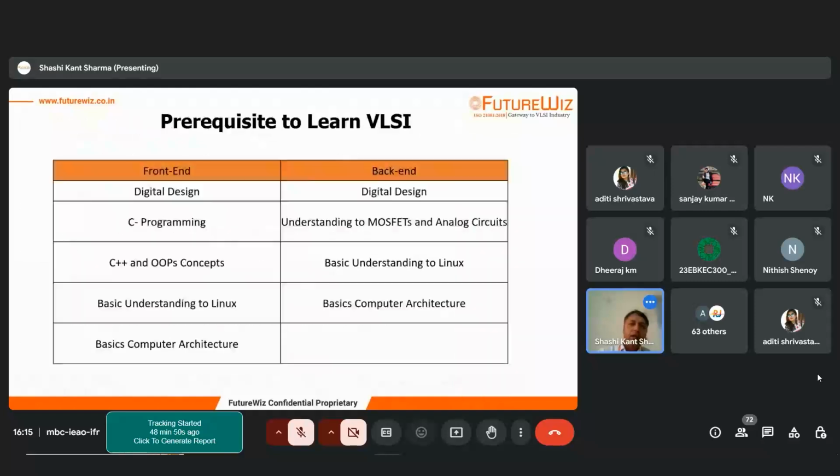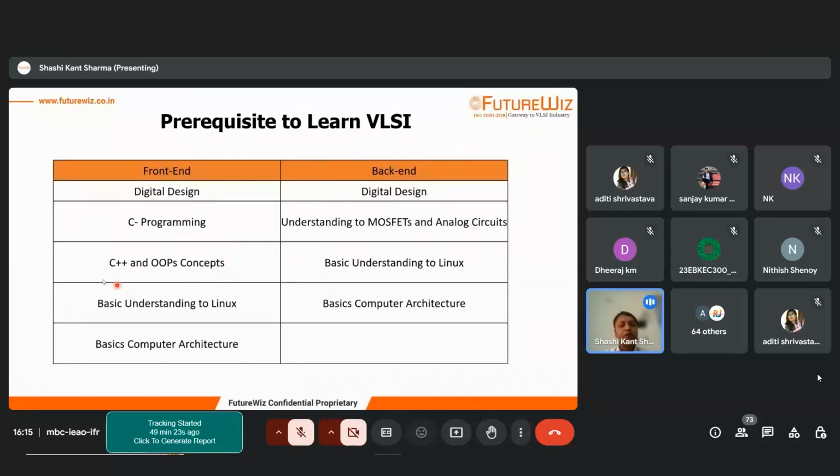So this gives you an idea that if somebody from your side is willing to join the VLSI industry, what are the prerequisites they need to learn before going into the advanced fields. If anyone is willing to join front end, they can go for digital design. They need to understand the digital design concepts. They need to understand C programming. As I told you, it's the backbone of front end.